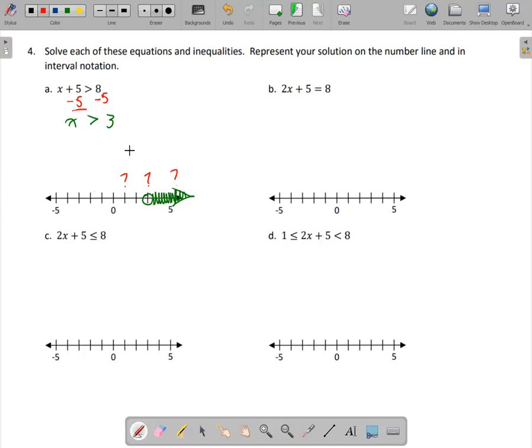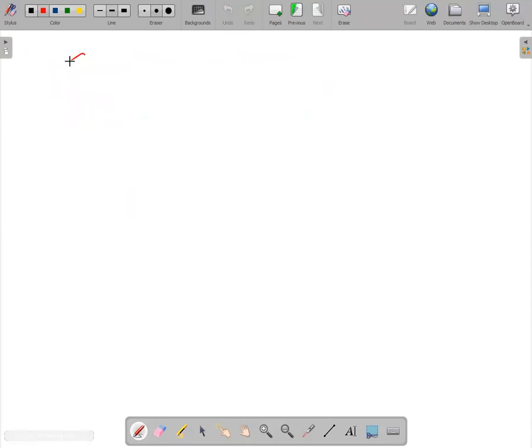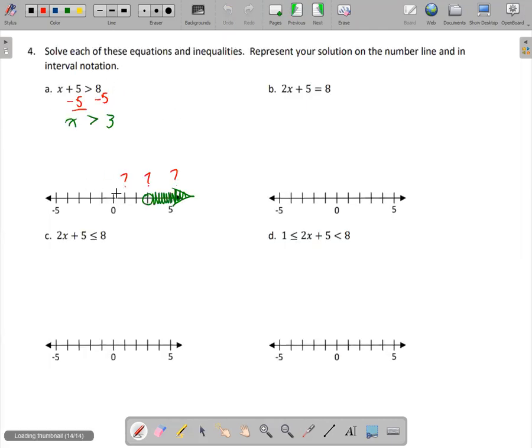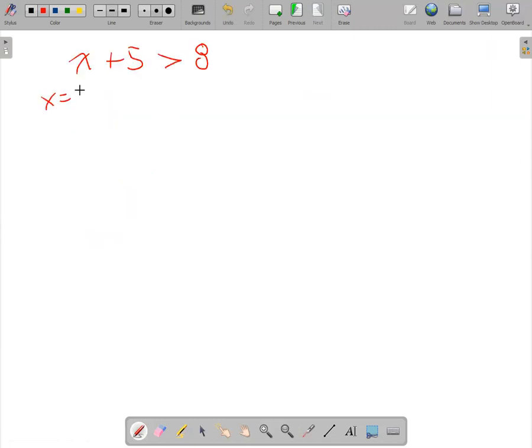So just off to the side, I'm going to check to see if this is really true, and then I'm going to come back. So again, the equation is x plus 5 is greater than 8. A number that shouldn't work would be like x equals 0, right? Because x equals 0 is not in the shaded part. So in my check here, I'm going to check x equals 0. 0 plus 5 is 5. Is 5 greater than 8? That is false, which is good because 0 is not in the shaded part.